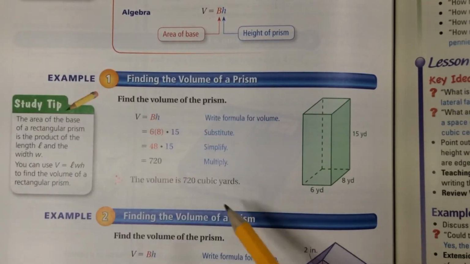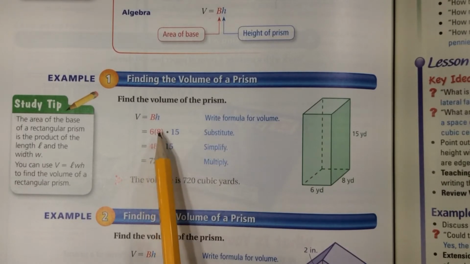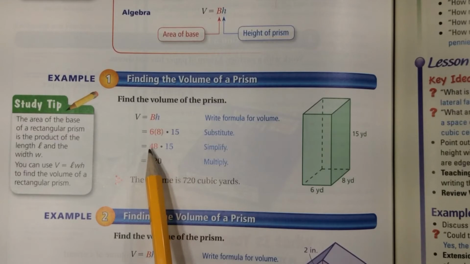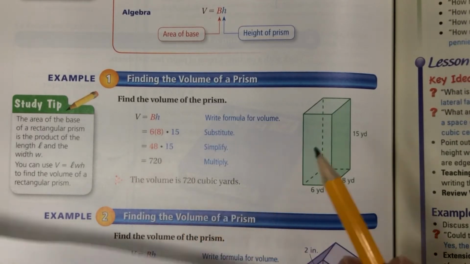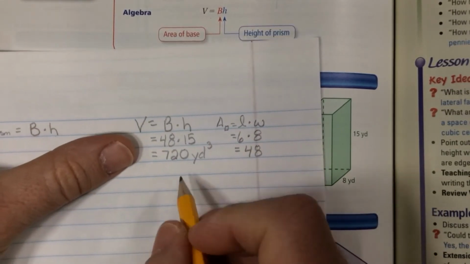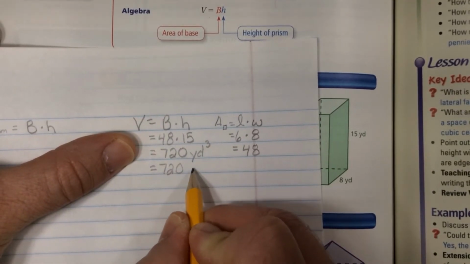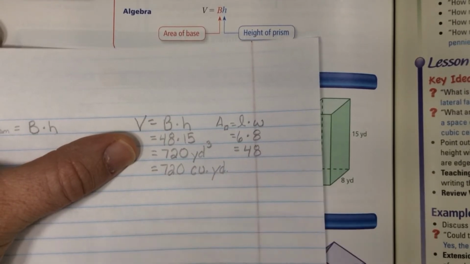So let's see what they did. Base times height. The base, they got 6 times 8, okay, times the height, which is 15. For the base, they got 48 times 15, and yes, 720. The volume is 720 cubic yards. So we'll write cubic yards. You could write yards cubed like that. We could write 720 cu yd, cubic yards.